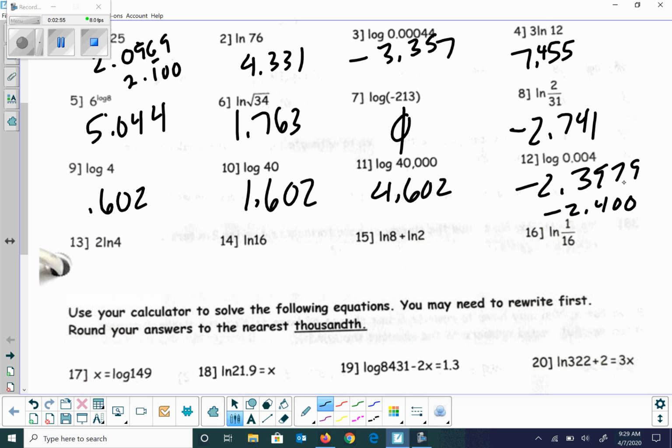2 natural log 4, 2.773, natural log 16, 2.773. So same answer. Remember, if you move that up, you'd get 4 squared, 16. This is also going to be the same. So put this together, it's going to give me natural log of 16. So it's 2.773.